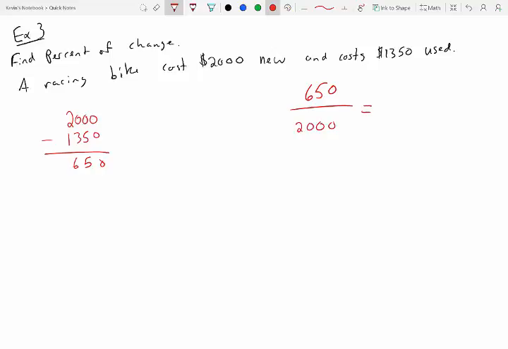And if we divide that out, we're going to get 0.325. Now that's a decimal. We have to change it into a percent, so we move it over twice. And we say 32.5%. And when it doesn't say find the increase or decrease, we say it's a 32.5% decrease because our price went down.